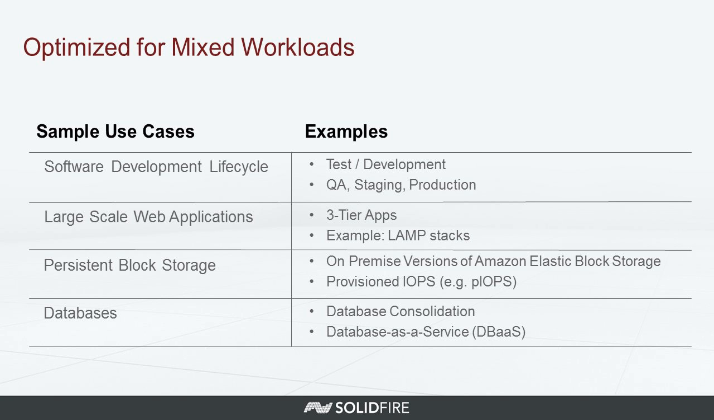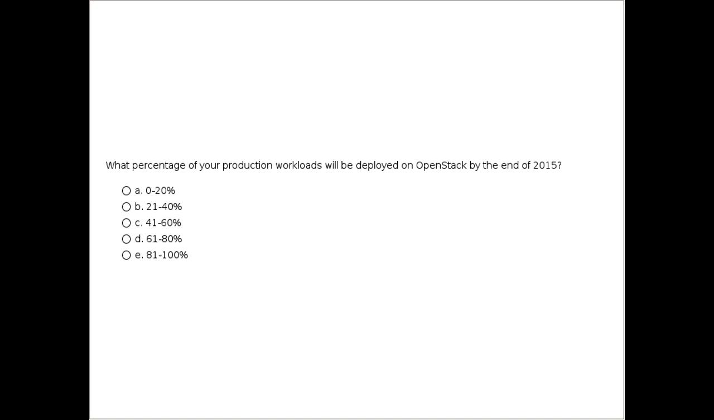And there is a good time for our next poll question. So what percentage of your production workloads will be deployed on OpenStack by the end of 2015? My guess is that just based on where OpenStack is and where we saw some of the previous questions, this is going to trend a little bit low, but that's okay. 10 years ago we were probably in the same place with the VMware ecosystem as well. So it'll just be interesting to see what percentage of those workloads you think will be deployed on OpenStack by the end of 2015.